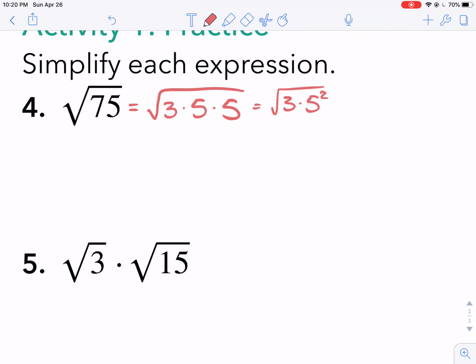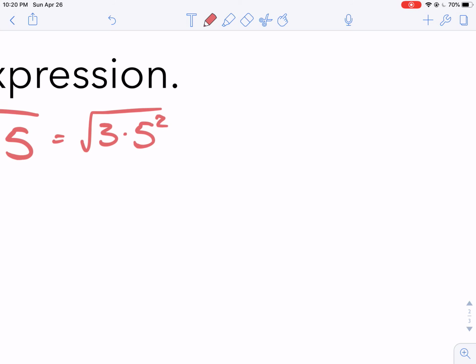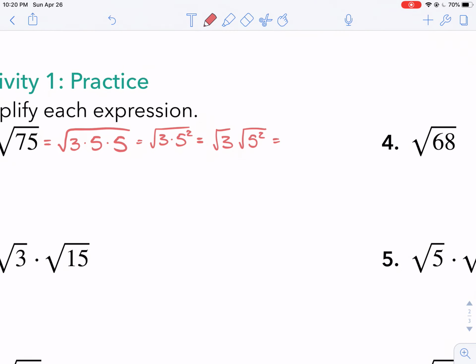So we can use the product property of radicals to split this up. The square root of 3 times 5 squared is the same thing as the square root of 3 times the square root of 5 squared. The square root of 5 squared is 25.